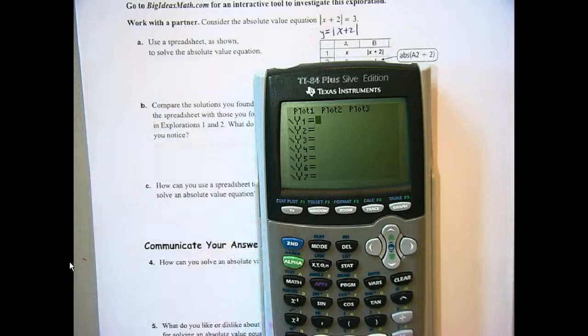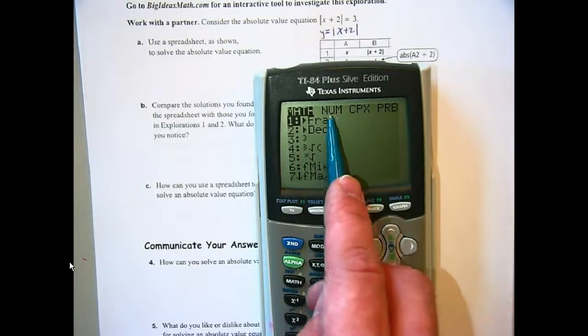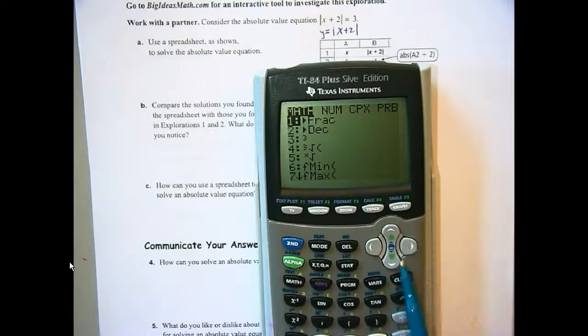Okay, from this point, you're going to find the absolute value symbols. You're going to go to Math. The button that says Math. Right there. You're going to arrow over one spot to this tab that says Num. So use the arrow key. And then number 1 says Abs.